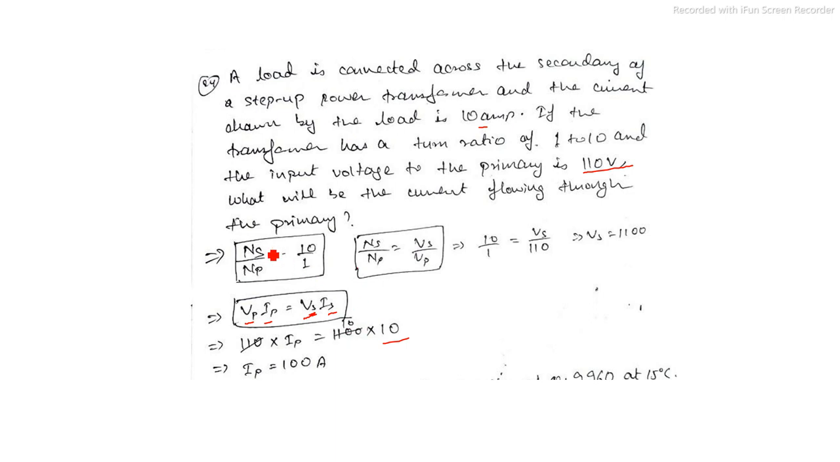For that we can use the formula: the ratio of the number of turns in secondary to the primary is given as 10 to 1. With this, the ratio of turns equals the ratio of voltage. So the number of turns in secondary to primary is equal to the voltage in secondary to primary. With this formula we can find the value of voltage in secondary, and then we can simply put the value of the secondary and find the value of the current in the primary circuit.